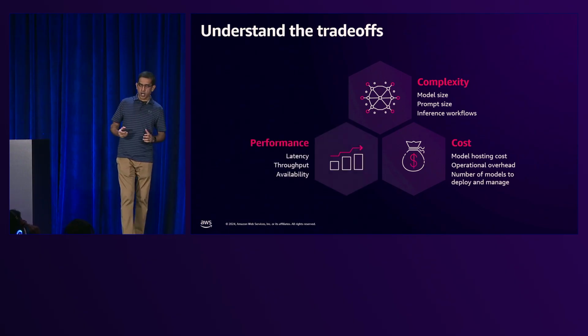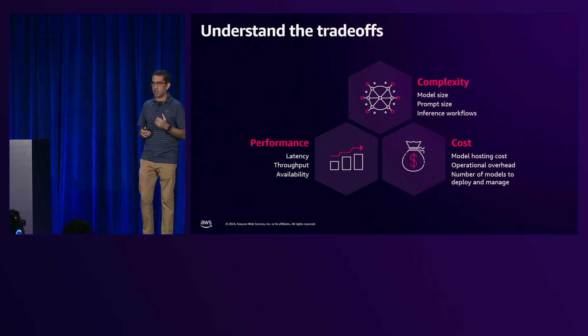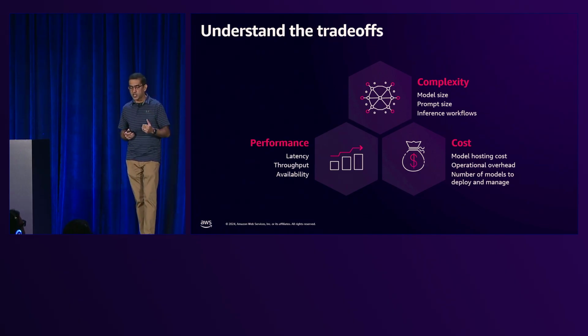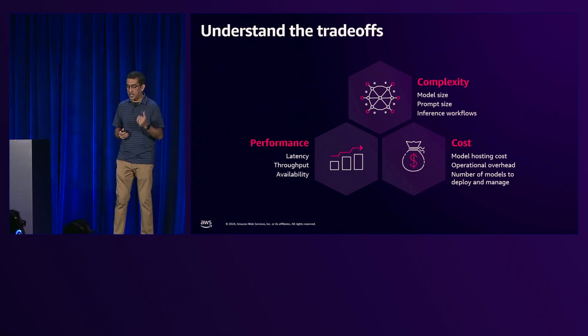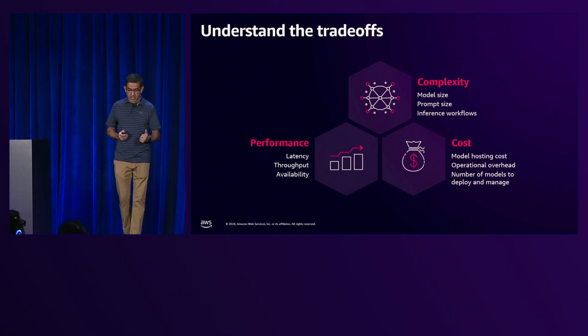As you consider deploying models at scale, you will have to strike a balance between three factors so that you can achieve the best performance at the lowest possible cost for building your Gen AI applications. These three factors are complexity, performance, and cost.